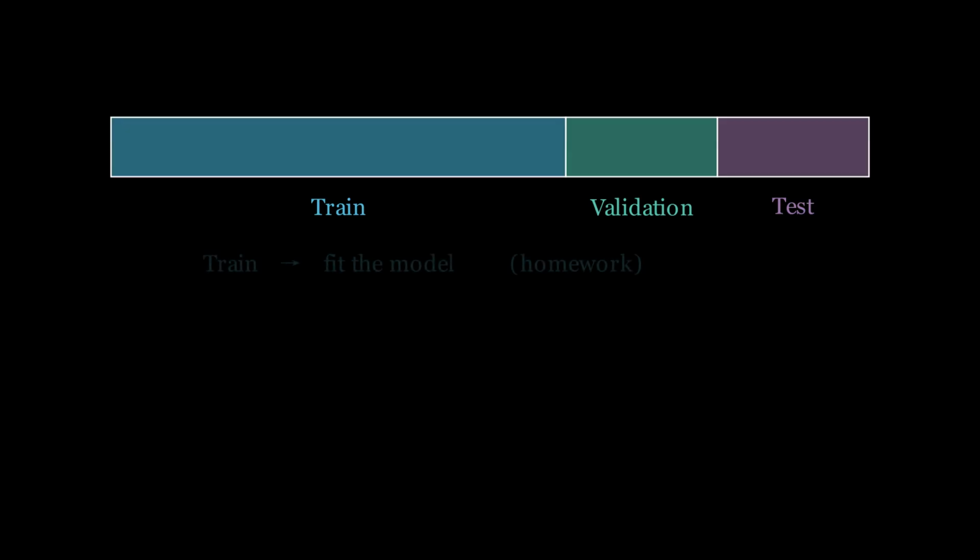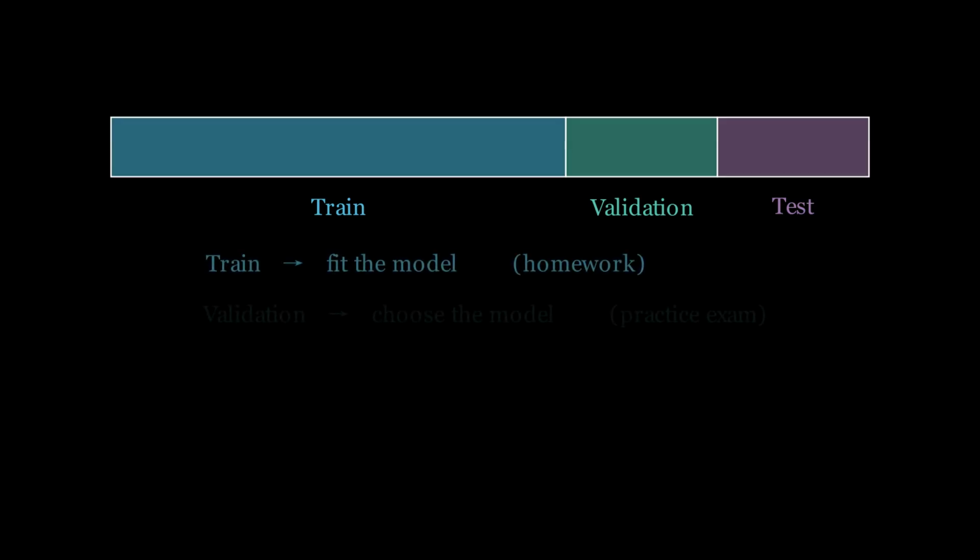Along the way, you have to make choices. How flexible should the model be? Which settings? When to stop? To choose well, you need to compare options on unseen data. If you use the test set for that, you've broken the one rule. You're tuning to it. So we carve out a third pile, the validation set.